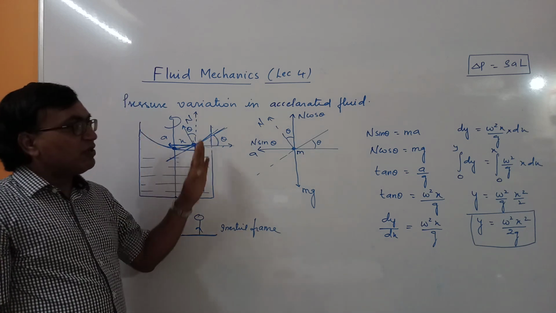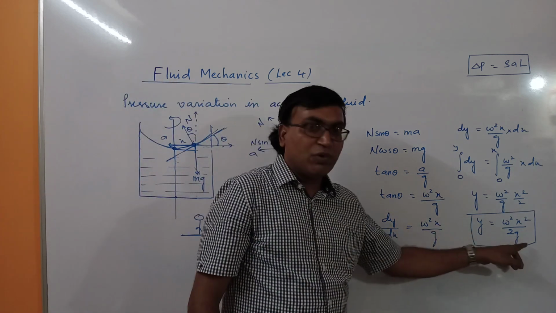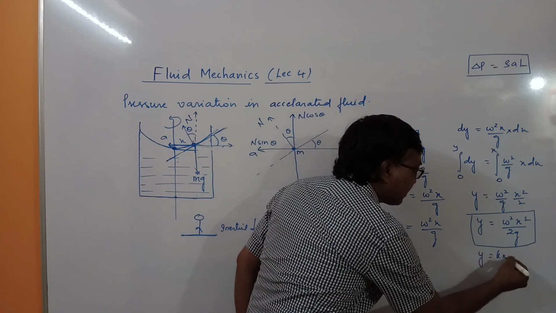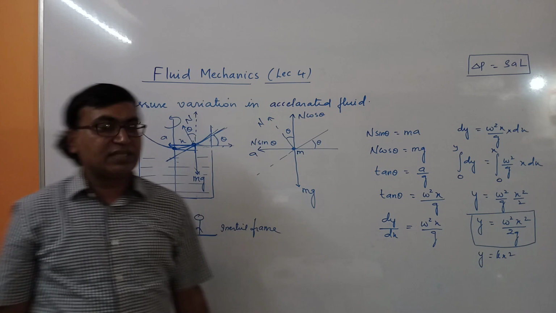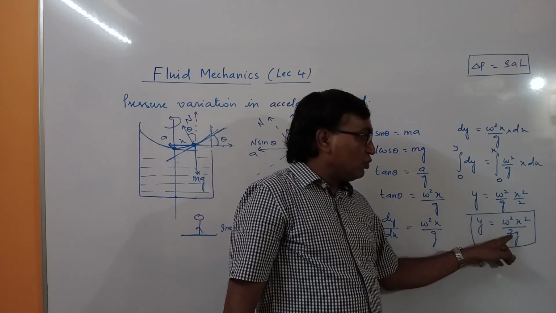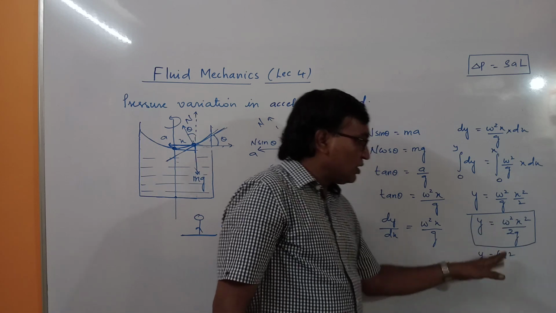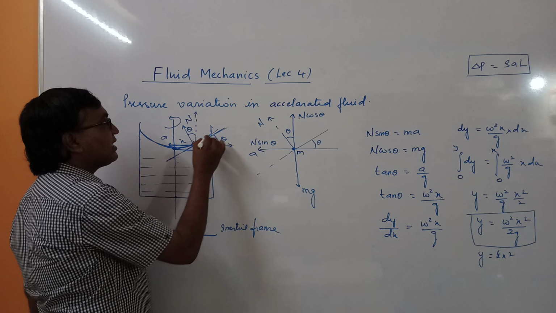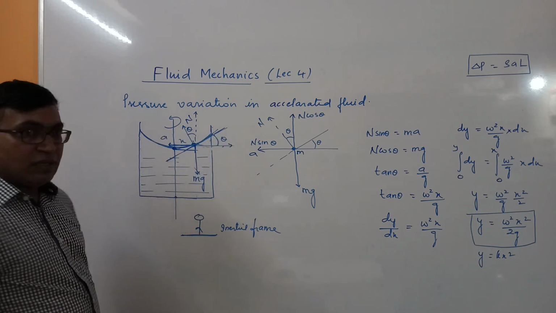So the free surface of the liquid must be a parabola, because this is of the form y is equal to kx square. Omega, 2 and g are constants. So this must be a parabola. So the free surface of the liquid will take the shape of a parabola.